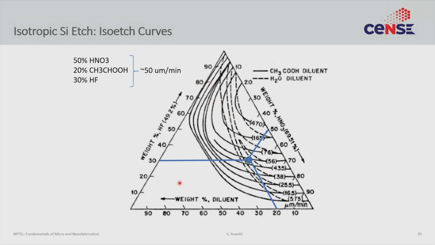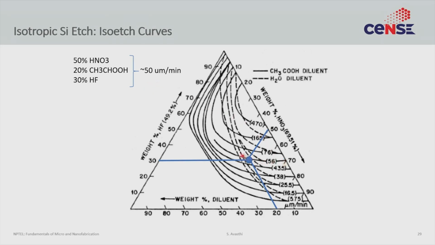Each point on this graph hence represents a unique combination of these 3 etchants. Okay? And at each point there is a certain etching rate. For example, at this composition the known etch rate is around 50 micron a minute. And if you notice, this composition is close to this contour, and that contour has a value written of 56. These values are in microns per minute. So you are very close to the 56 micron per minute point, so it's no surprise that the etching rate that you get is nearly 50.